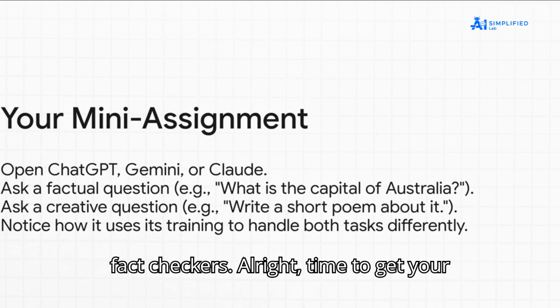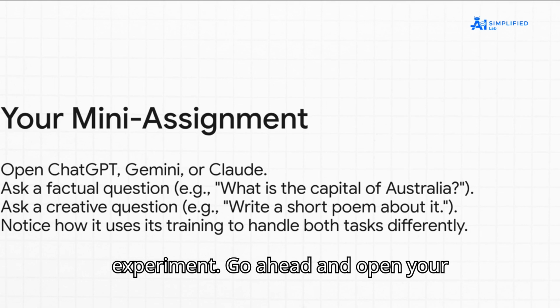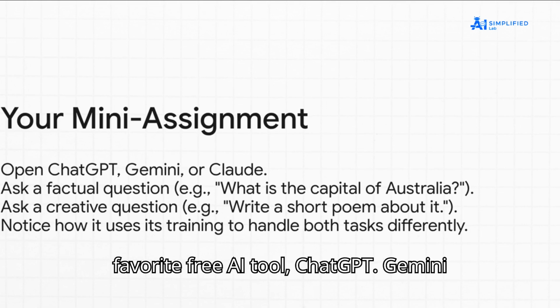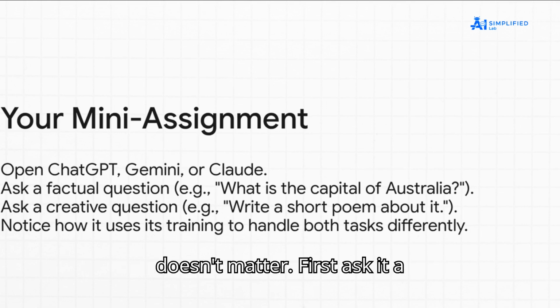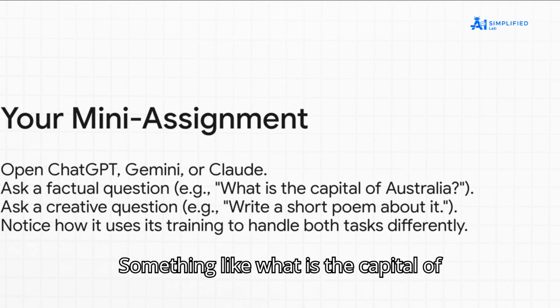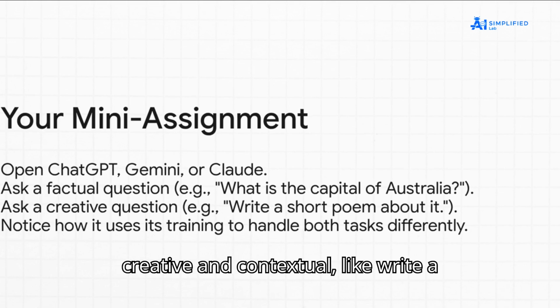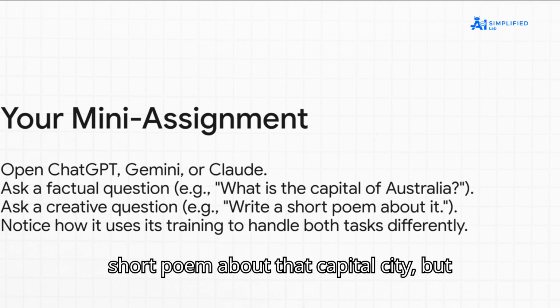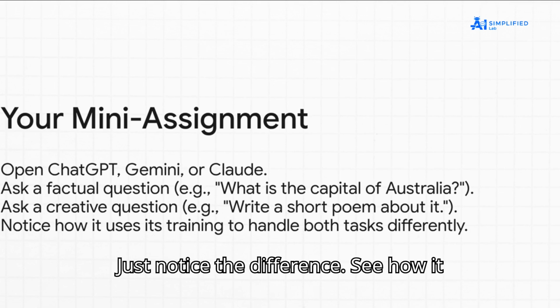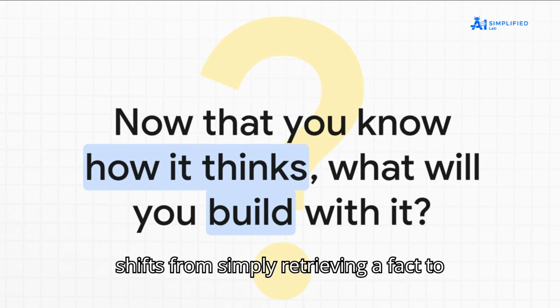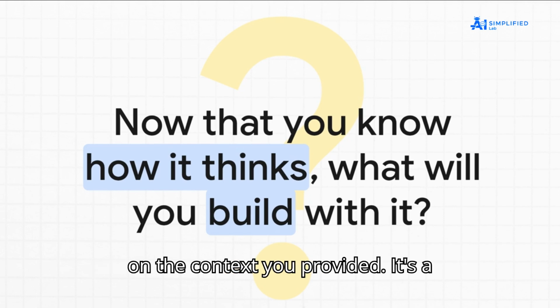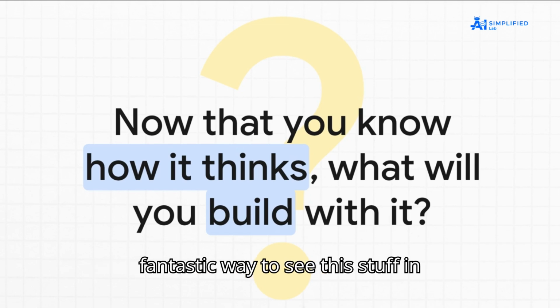All right, time to get your hands dirty with a quick little experiment. Go ahead and open your favorite free AI tool. ChatGPT, Gemini, doesn't matter. First, ask it a straightforward factual question, something like, what is the capital of Australia? Then ask it something creative and contextual, like write a short poem about that capital city, but do it in the style of Emily Dickinson. Just notice the difference, see how it shifts from simply retrieving a fact to generating a completely new pattern based on the context you provided. It's a fantastic way to see this stuff in action.